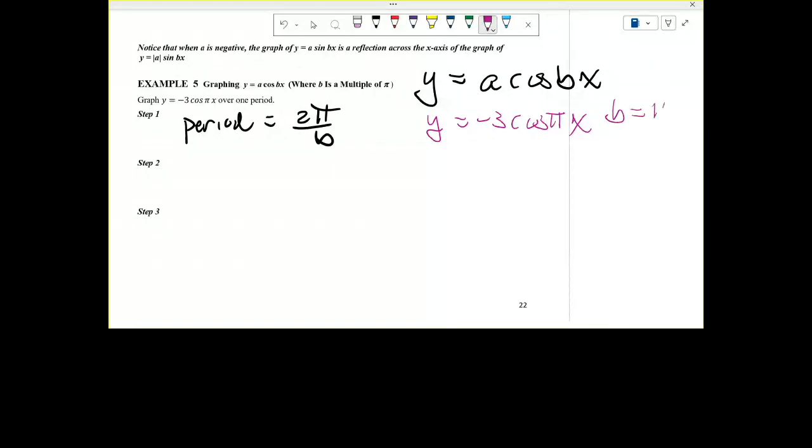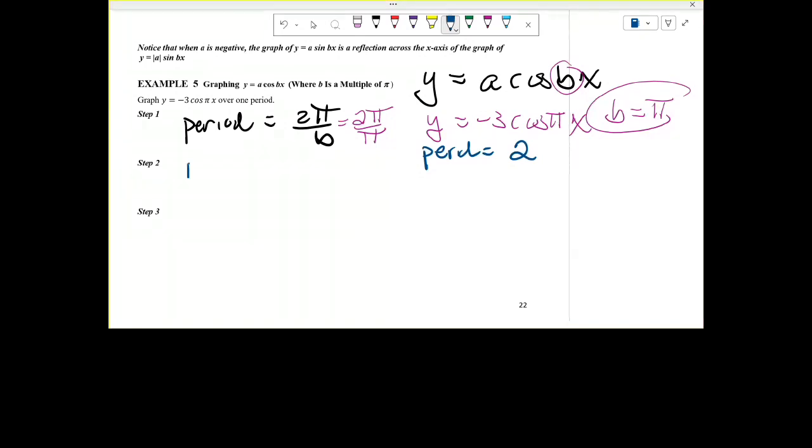Remember where B is pi, right? Boom, B is pi. B is the number in front of the X. Okay, look, we're going to take 2 pi divided by pi. So our period is just equal to 2.